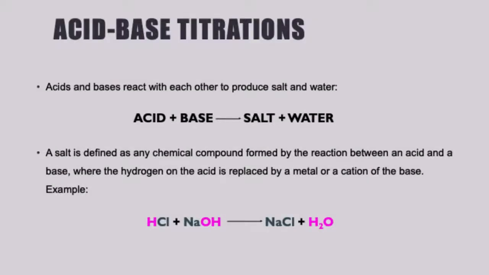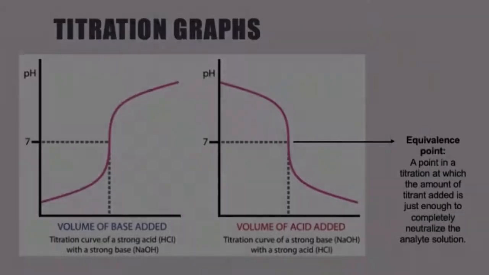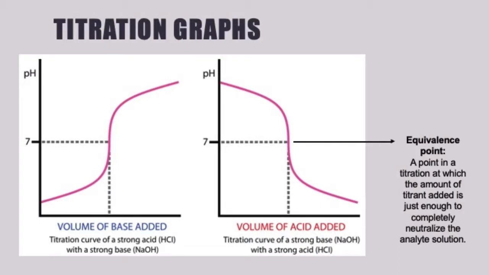Acid-base titrations involve the reaction between the two reagents to form salts and water. Salts are chemical compounds formed by the reaction between an acid and a base, where the hydrogen on the acid is replaced by a metal or a cation of the base. So, if we have a look at this reaction between hydrochloric acid and sodium hydroxide, we see that the sodium replaces the proton on the acid to form sodium chloride, the salt. The remaining species to account for is the proton from the acid and the hydroxide ion from the base, which bond to form water.